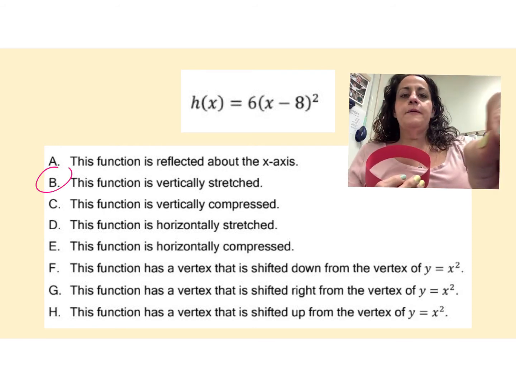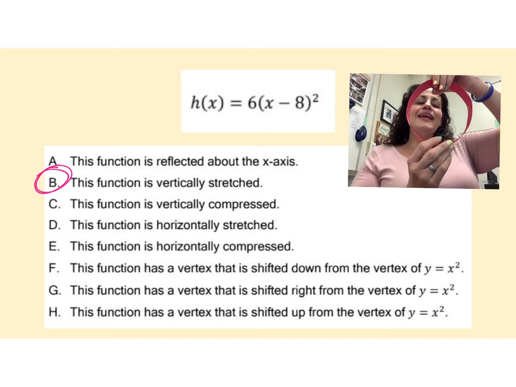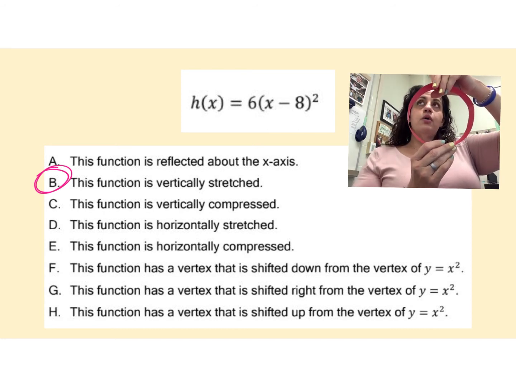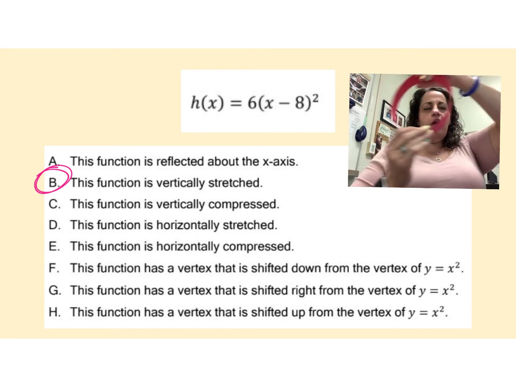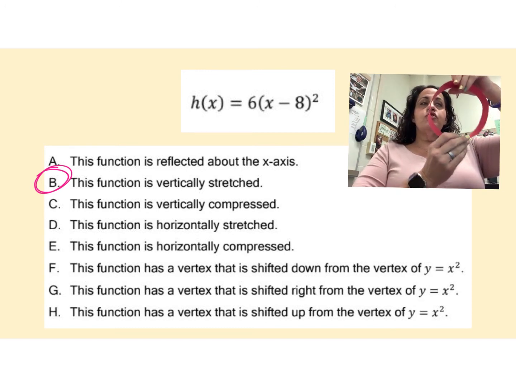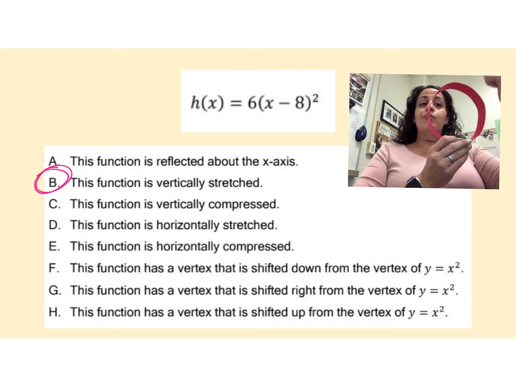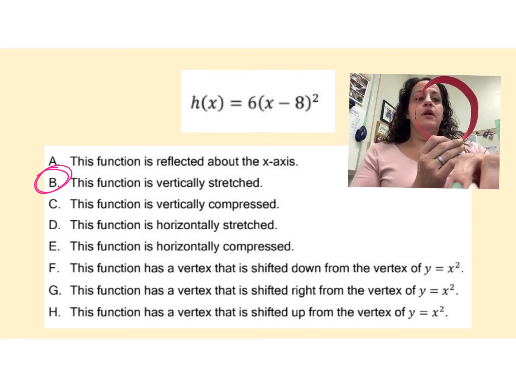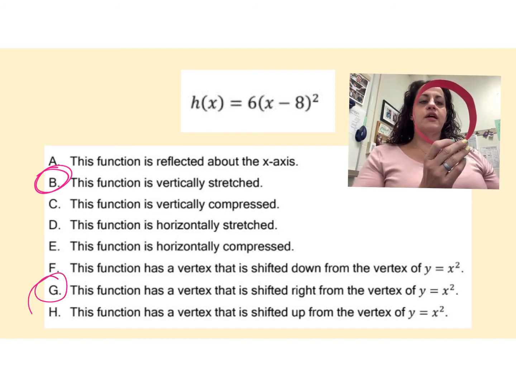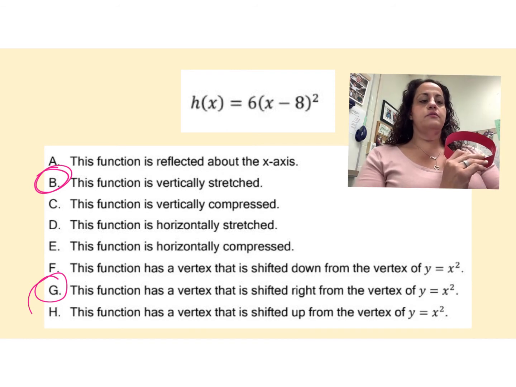So we have B, a function that is vertically stretched, and then -8 is in the parentheses. In this case, it's inside, so we're talking horizontal. It's opposite of what you think. You would think you would be going to the left because that's where the negatives are, but really you're going to be going to the right. So the vertex is shifted right from the original parent function.